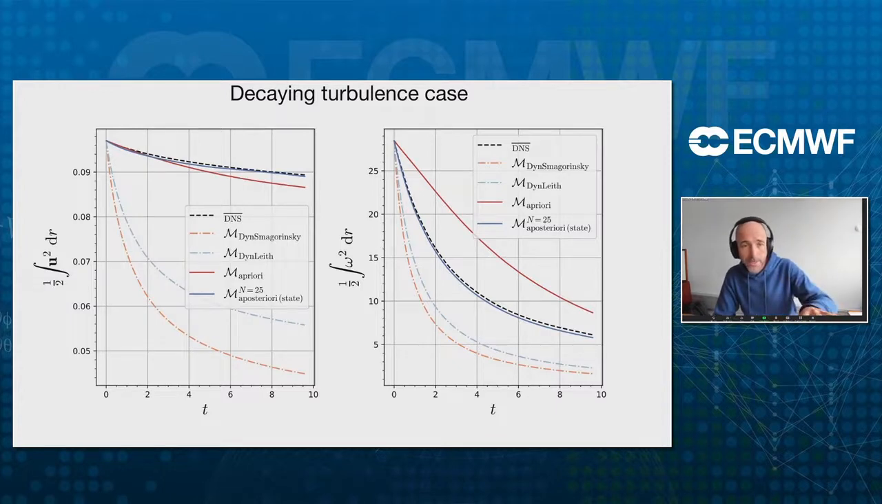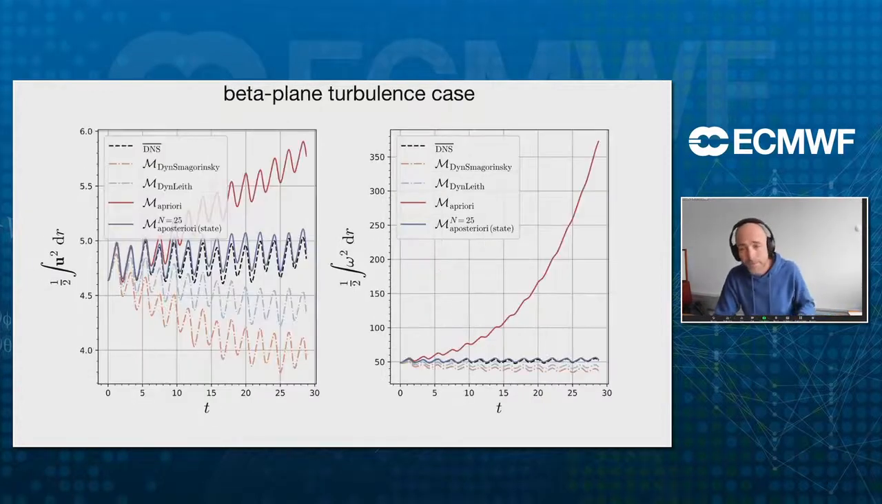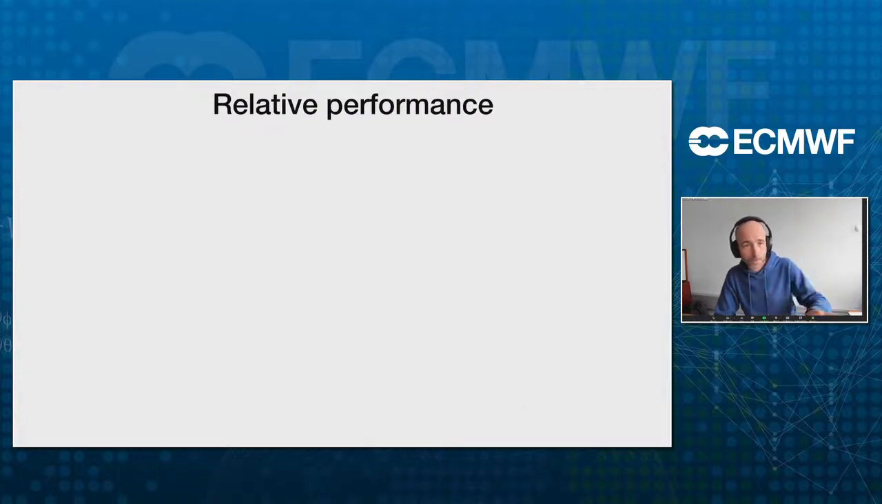This is true for the decaying turbulence case and the beta plane turbulence case; the same sort of behavior there again. The time evolution is really well captured by the a posteriori learning procedure. So what is it we've learned? One more point, the actual relative performance. One thing I'd just like to make clear to everybody here.